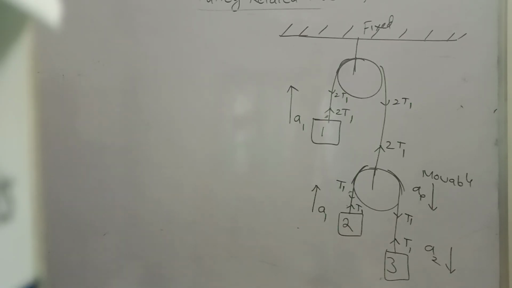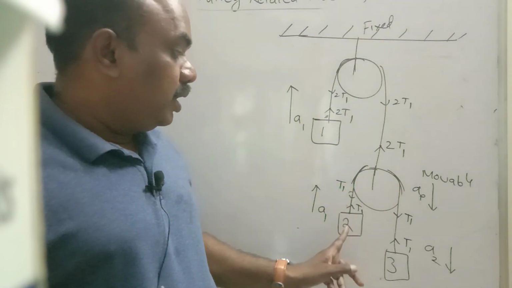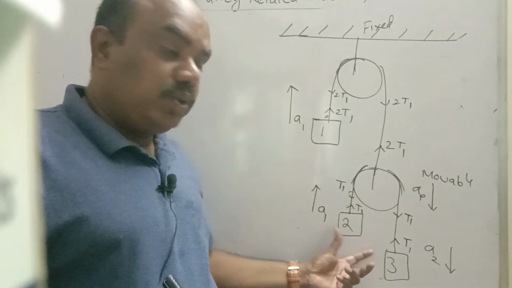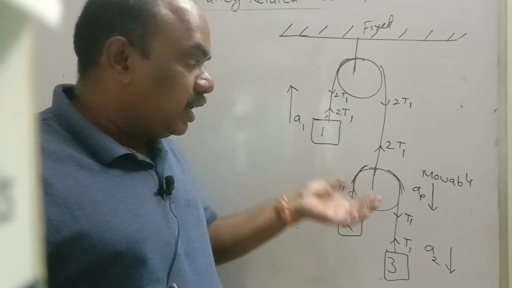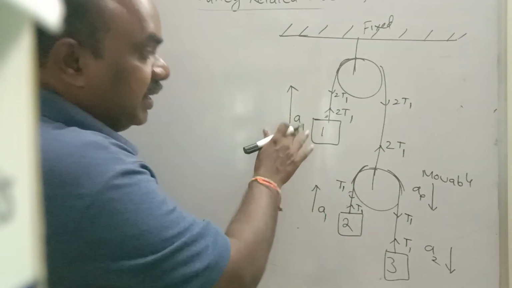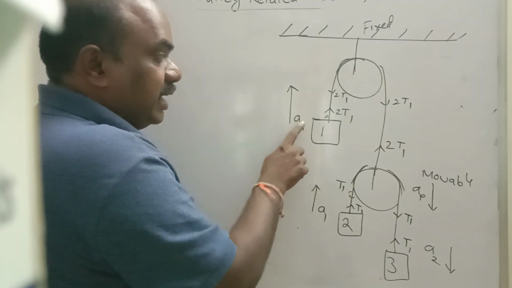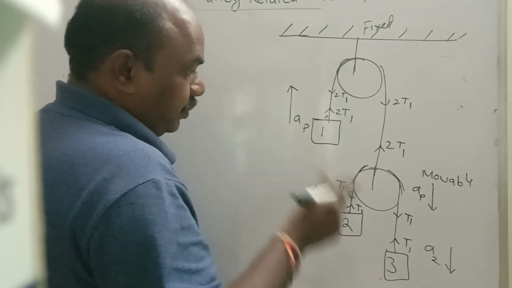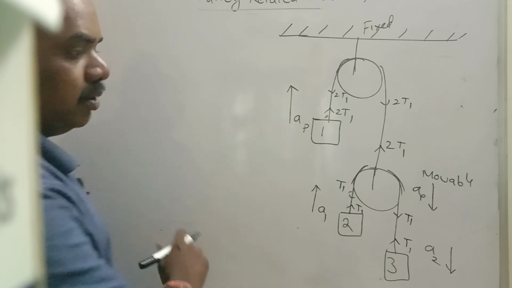See this problem, children. This is the ceiling, this is a fixed pulley, this is a movable pulley. Two masses are suspended over a pulley, one is 2 kg, one is 3 kg. The 3 kg is sliding down and the 2 kg is going up. This pulley is coming downwards. 1 kg is going up. The 1 kg and the pulley are attached with the same string, so the acceleration of the pulley is equal to the acceleration of the 1 kg. Acceleration of the 2 kg is going up and acceleration of the 3 kg is coming down.